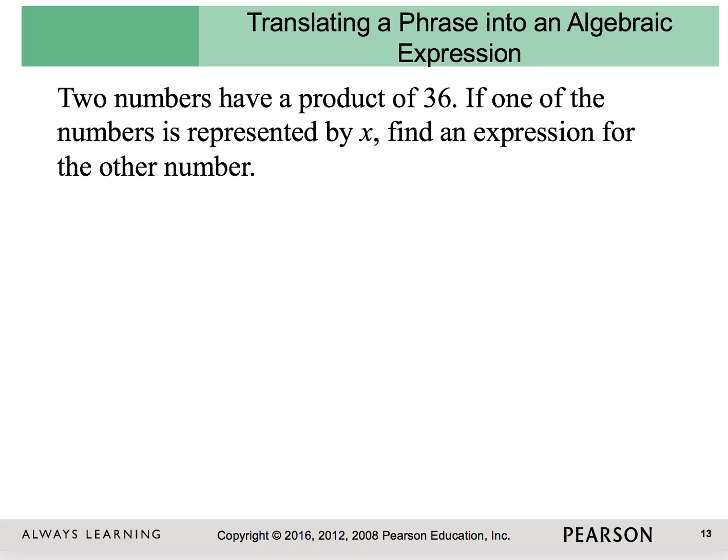Okay, so now the other thing in this section is translating a phrase into an algebraic expression. So if two numbers have a product of 36, I got to know what that means. Product means two numbers are being multiplied. They're two different numbers as far as I know. Could be the same, but I got to write them that they might be different. When you multiply two numbers together and it equals 36, right? If one of the numbers is represented by x, find an expression for the other number.